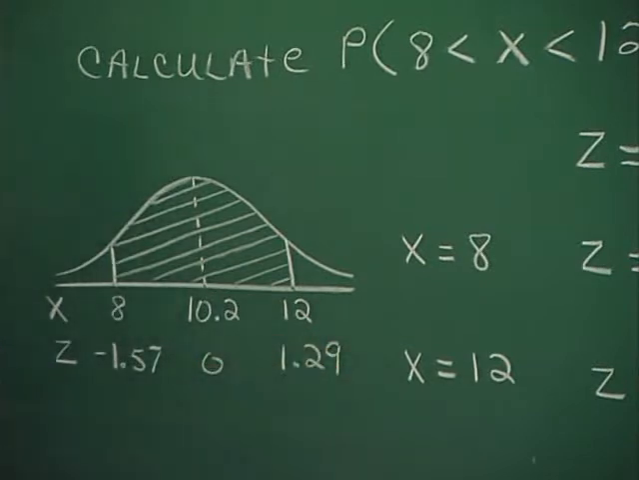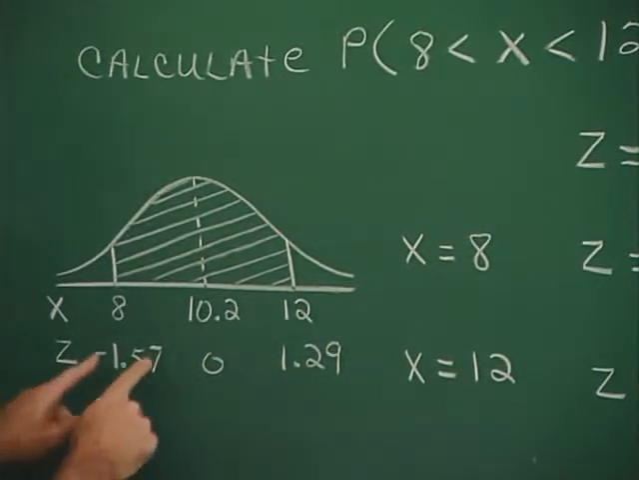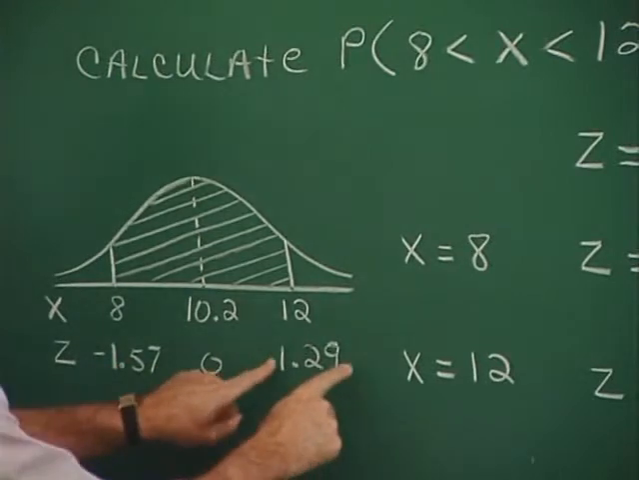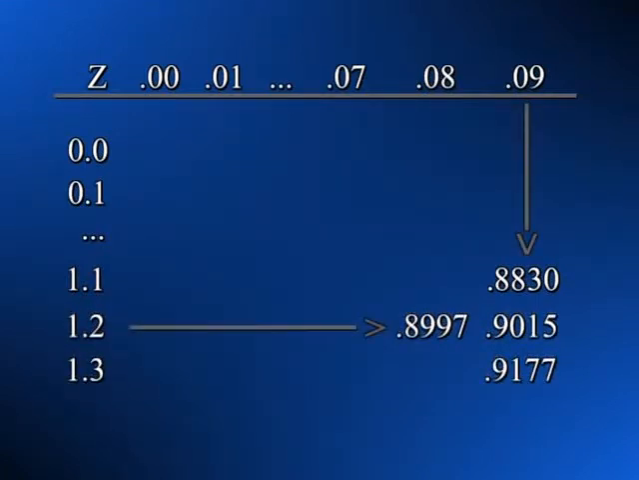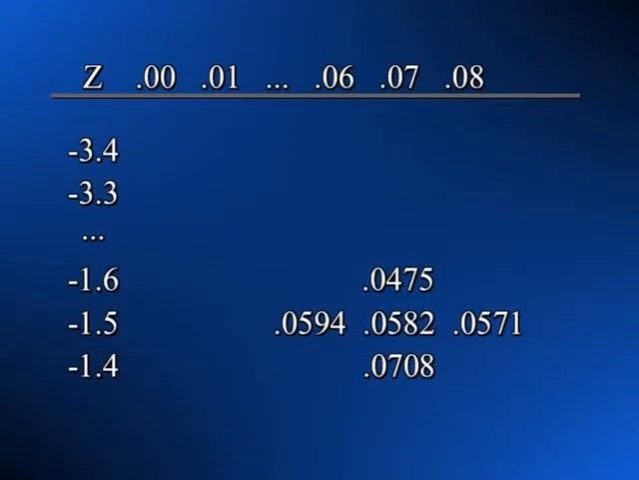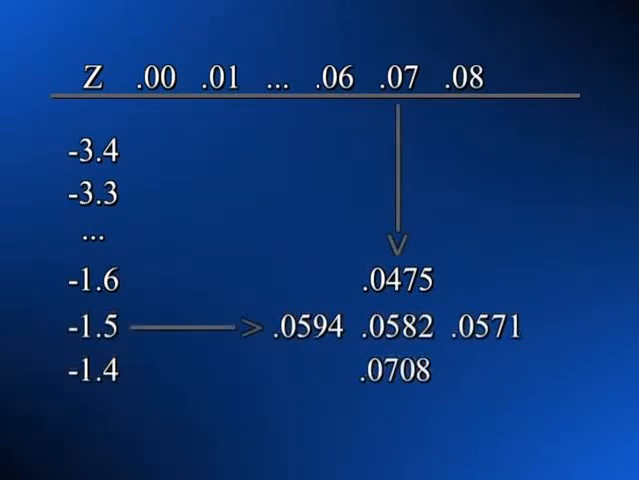And now we would go to the table and find areas associated with a z of 1.57 and a z of 1.29. We go to the chart, and let's find the 1.29 value first. We look in the left-hand column for 1.2 and cross-reference that with 0.09 in the top row, and we find the value to be 0.9015. Then we look at the chart for the negative values, and we find negative 1.5 in the left-hand column and then 0.07 in the top row. Cross-referencing those, we find the value to be 0.0582.